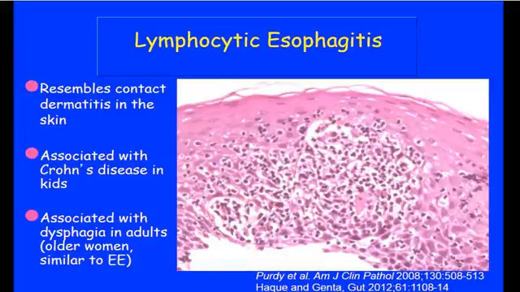In adults, we see more and more patients with chronic dysphagia that are biopsied to rule out eosinophilic esophagitis, that instead of having eosinophils in the esophagus, have lymphocytes.